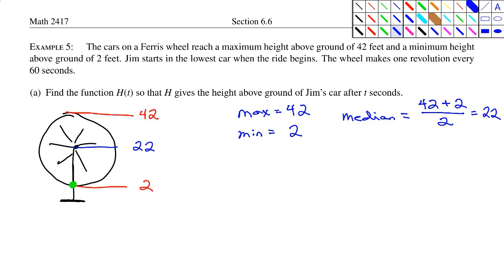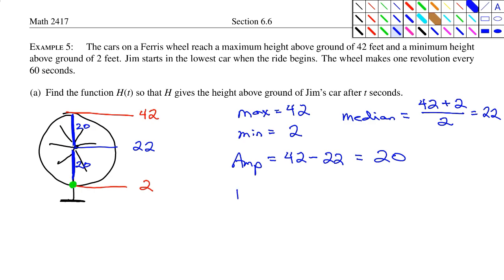Now using that information, I can find the radius of the wheel. The radius of the wheel turns out to be the amplitude. So the amplitude is equal to 42 minus 22, which is 20. And let's see if that makes sense. If that's 20, then what's the distance from the center down to the bottom? That would be 20, because 22 minus 2 is 20. So that works out great.